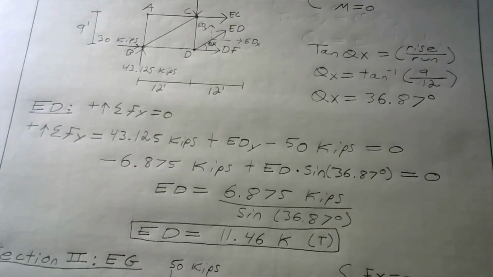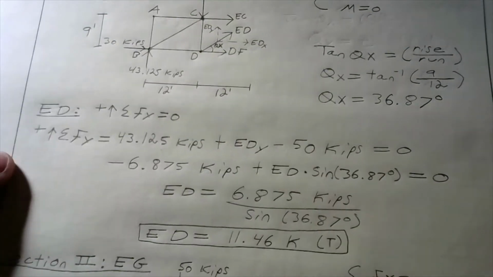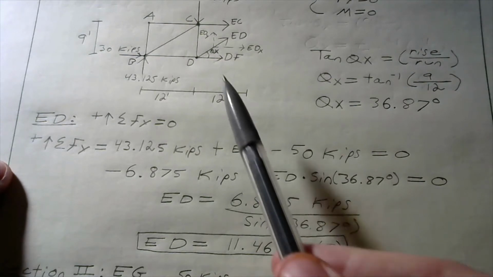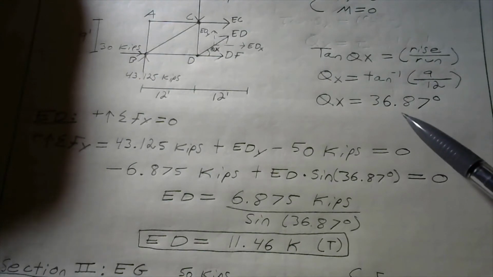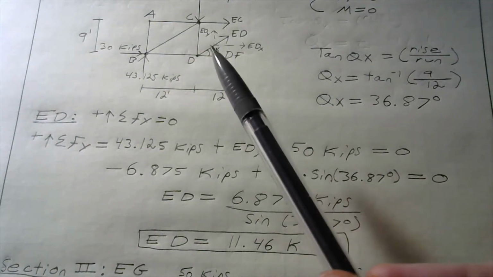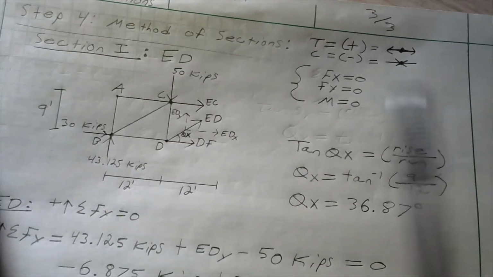I also realized that my previous explanation of ED times sine was a little bit bare bones. So I'm going to take an extra second and explain why I use sine here instead of cosine or tangent or something else. So we're looking for the y component of EDy right here. And we already found theta x is 36.87. So I'm going to redraw this into a triangle. This is what the components of ED look like. The x component and the y component.